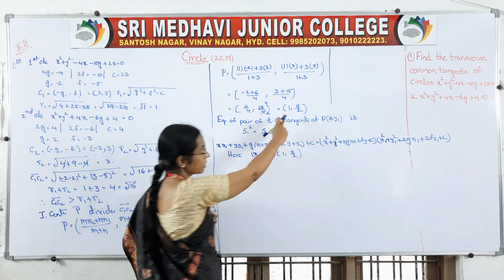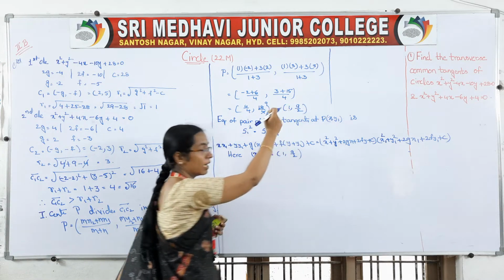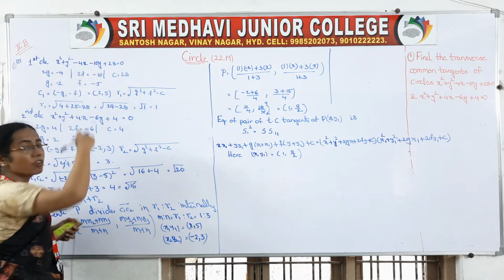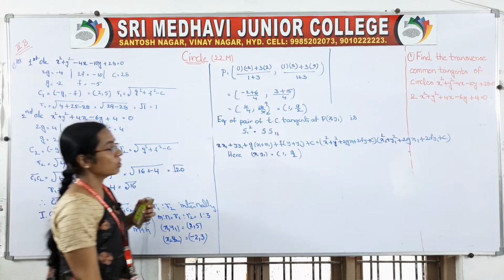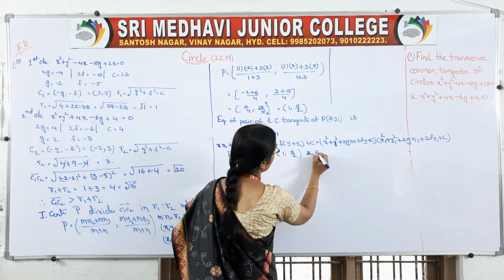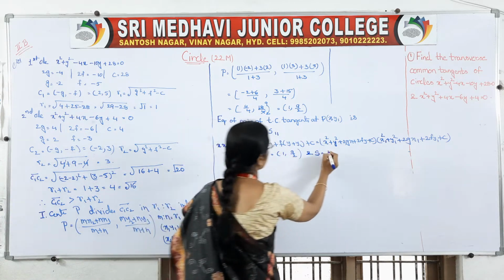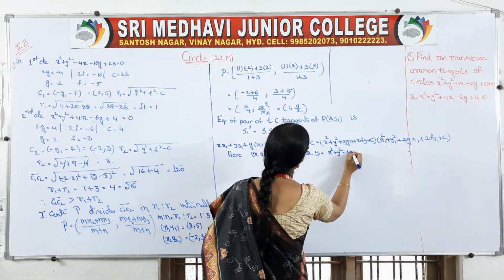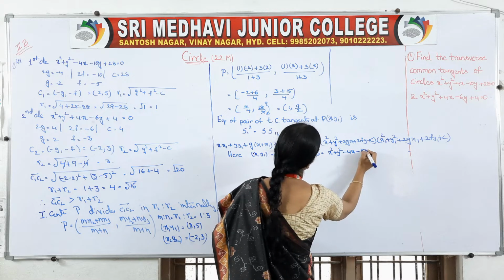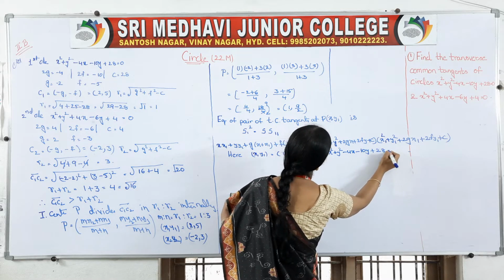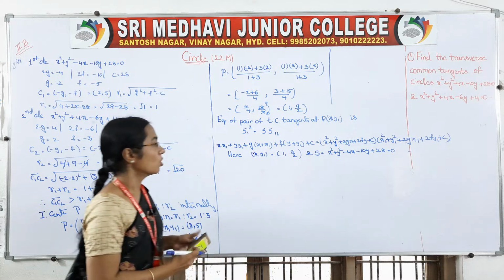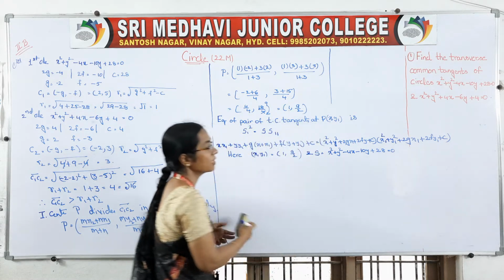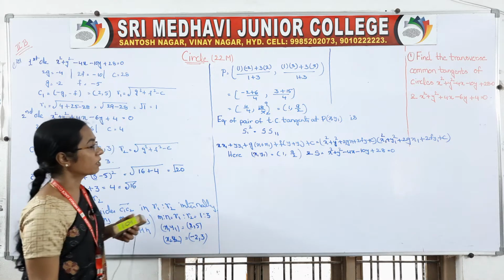Now your point is 1 comma 9 by 2, and your circle can be any one circle, this one or this one. Generally we prefer the first one. So that is your S, and S is x square plus y square minus 4x minus 10y plus 28 equals 0. So now we are writing the transverse common tangent equations.